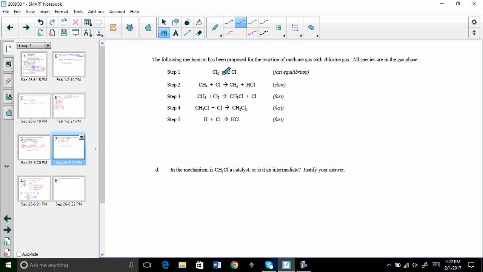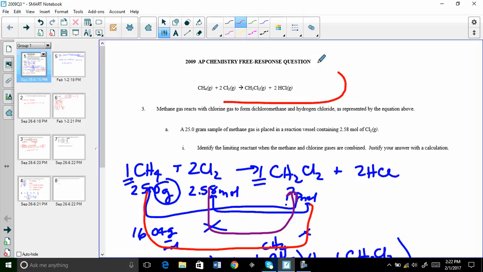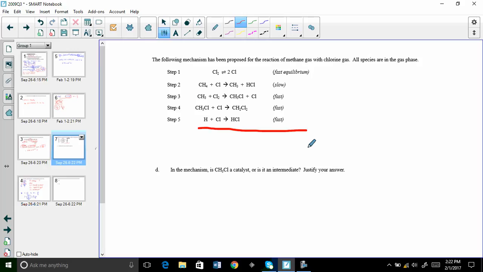Okay, 7. This is a long time ago. The following mechanism has been proposed for the reaction of methane gas with chlorine gas. All species are in the gas phase. All right, so here we go. First question, is CH3Cl a catalyst or an intermediate? Justify your answer. First of all, I got to figure out what the overall equation is. So you cancel things that are on the top and the bottom. And by the way, we already know the overall equation because way back in the beginning, it's right here. It's the same problem. We know what the overall equation is, but let's see if we can get it.